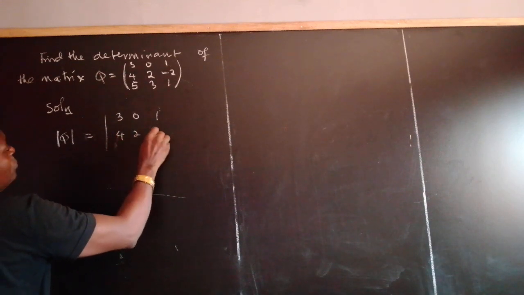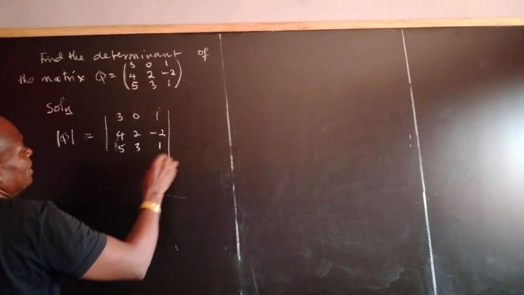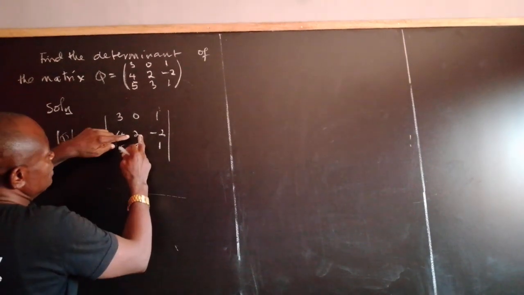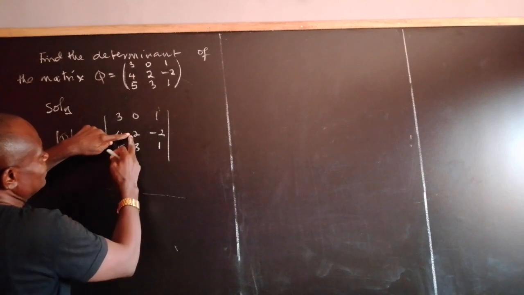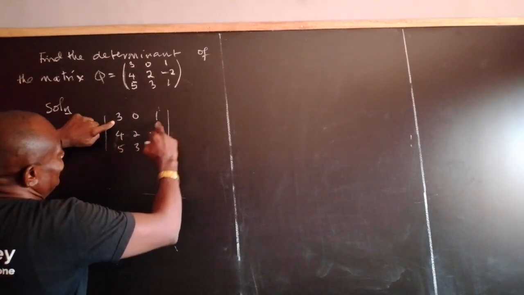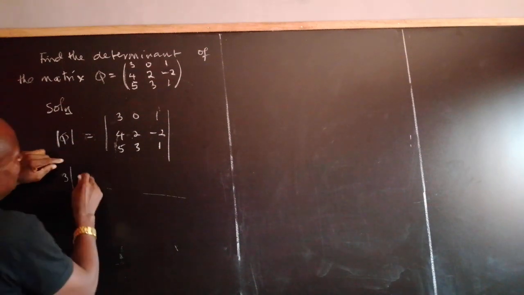That's 4, 2, minus 2. We have 3, then we have 1. What does this mean? All right. We always find the cofactors of each of the elements that constitute the first row. So for the first one, we have 3 multiply.